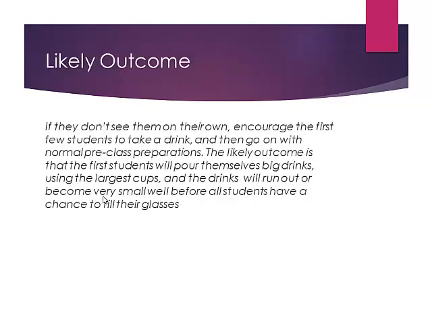Okay, these are the teacher instructions. What will happen? If they don't start on their own, encourage the first few students to take a drink and they'll go on with the normal pre-class. The likely outcome is that the first students will pour themselves big drinks using the largest cups, and the drink will run out or become very small well before all students have a chance to fill their glasses. So this is the likely outcome, and this shows the problem of the commons.